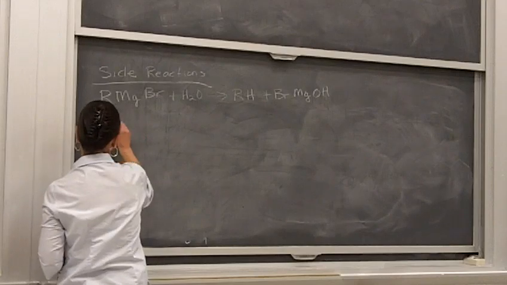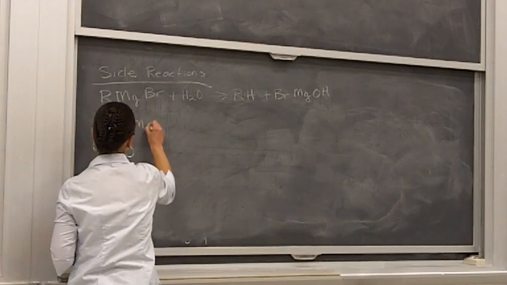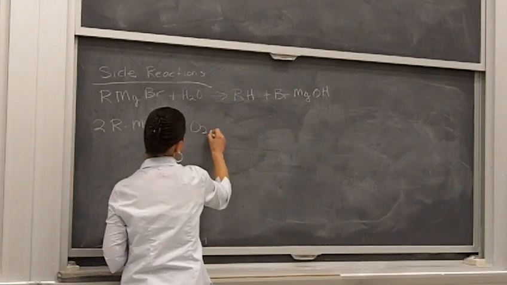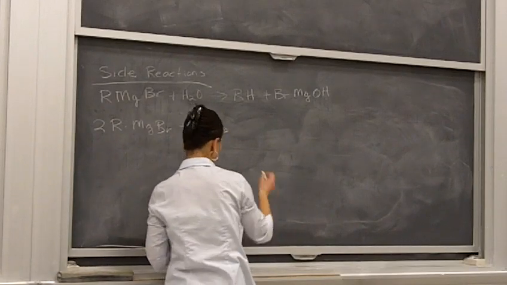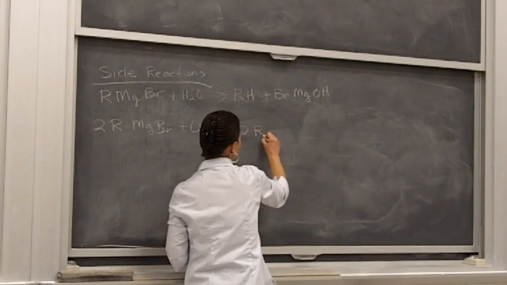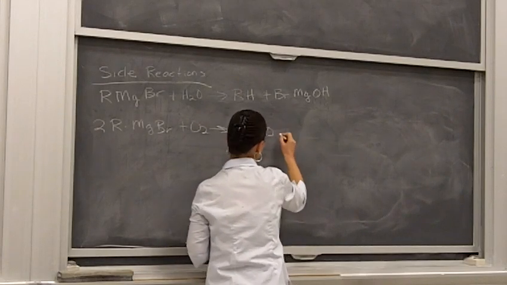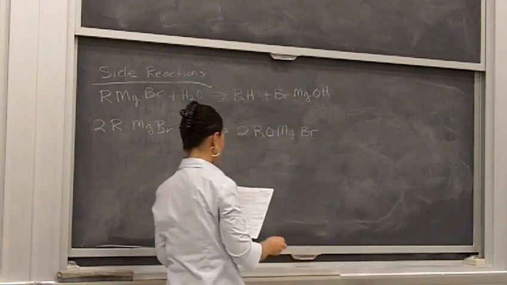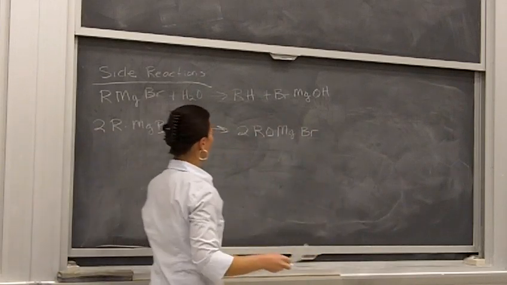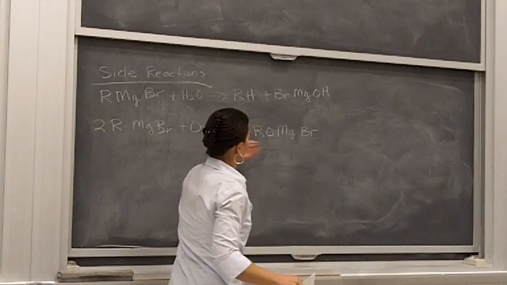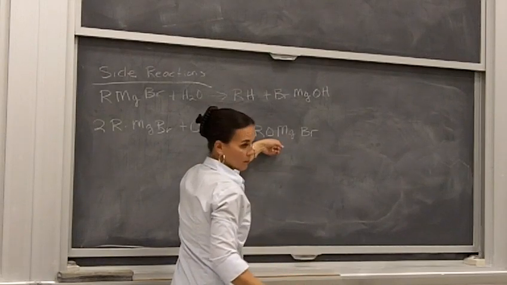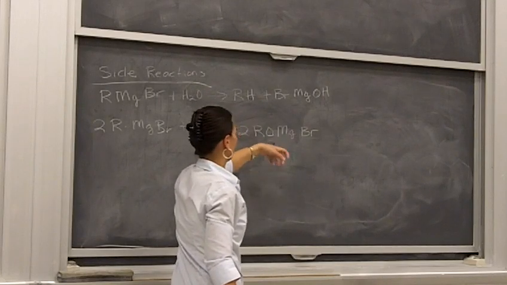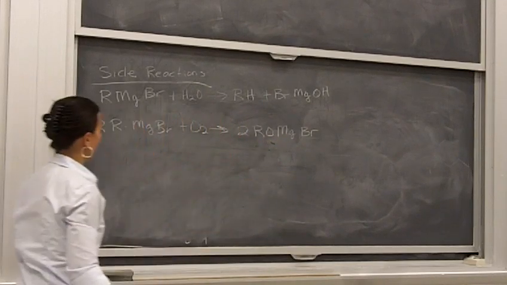Another thing that can happen is our Grignard reagent can also react with oxygen. And we have oxygen in our air, so oxygen is everywhere. And if it does that, we will prepare this compound, which we don't want to prepare yet. It's similar to the intermediate that we want in a little bit, but we don't want that quite yet.